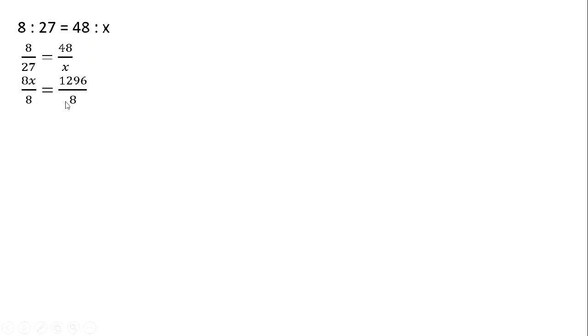Cross multiply. 8 times x is giving us 8x. 27 times 48 is giving us 1296. To find the value of x, divide both sides by 8. Our x is equal to 162 cubic centimeters. As simple as that.